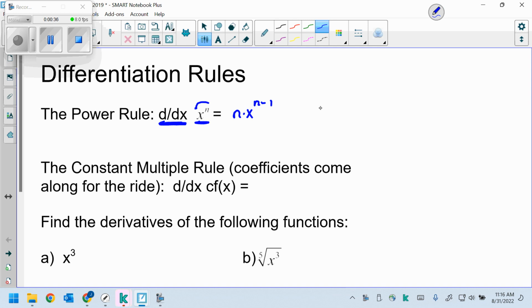So if you had, for example, x to the fifth, what's the derivative? Use that notation. What's the derivative of that? Well, bring the exponent around front and make that exponent one smaller.